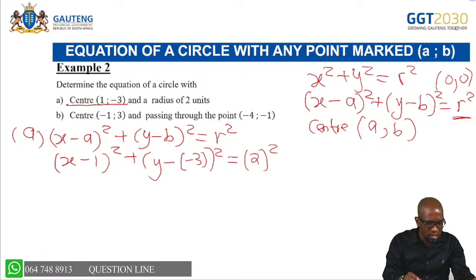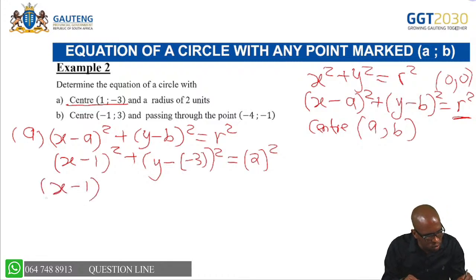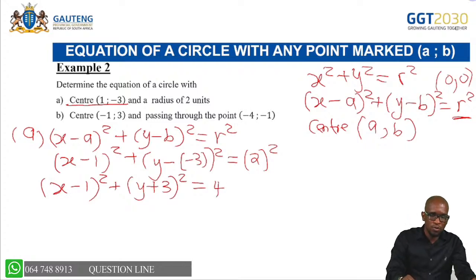Now moving on with this, if we simplify, this obviously would be (x - 1)² + (y + 3)² = 4. So this would be the equation of that particular circle that is centered at (1; -3).